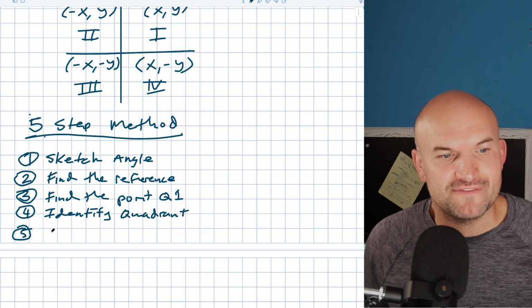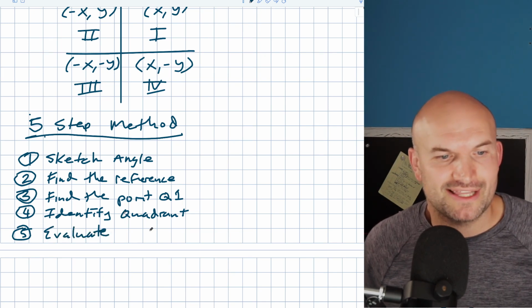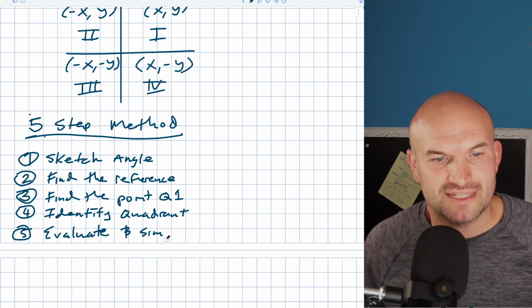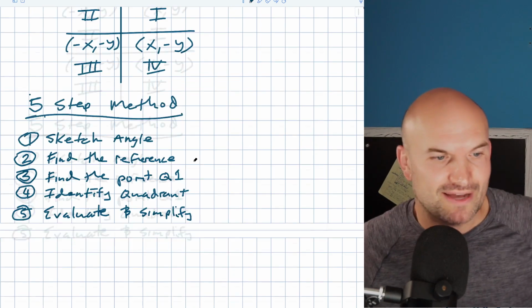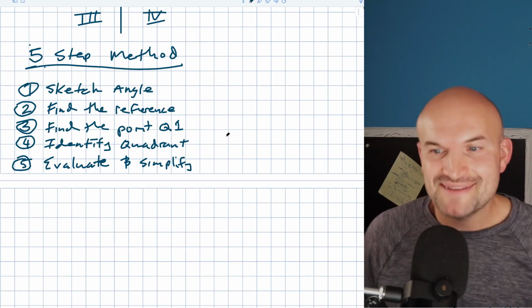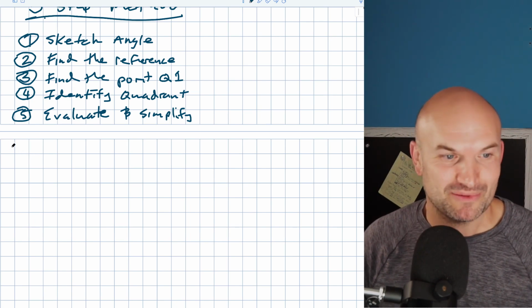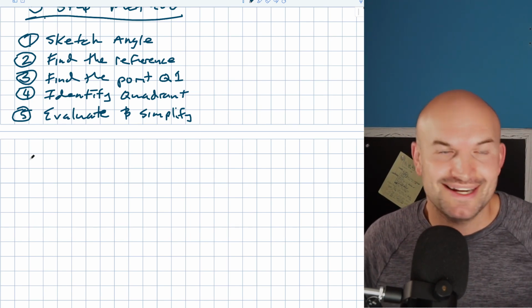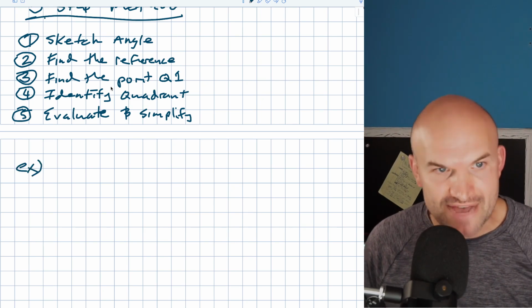And then step number 5 is just going to be evaluate. And you could say evaluate and simplify. I think you don't really need to simplify; I guess it all depends on your teacher. But anyways, I always made my students simplify, so you should get used to simplifying. And we'll do some examples here that are going to help with simplifying. So let's get into some examples following this process.